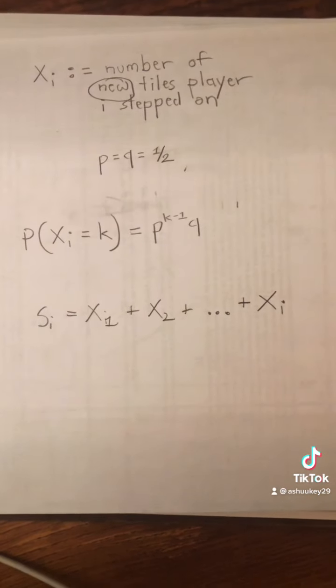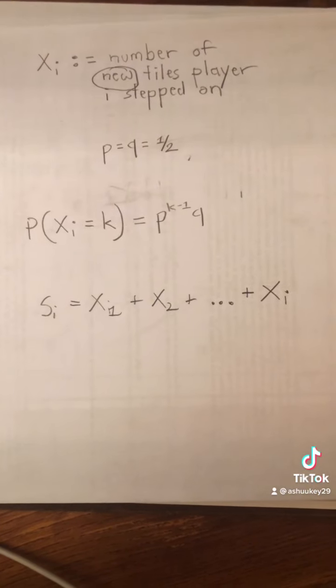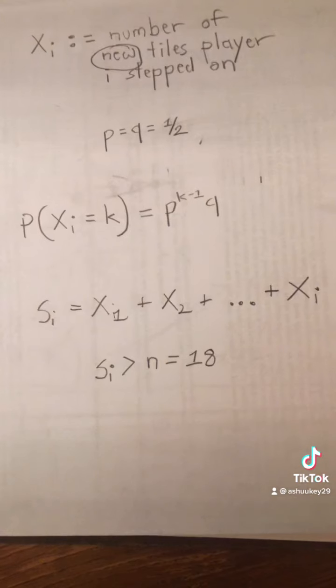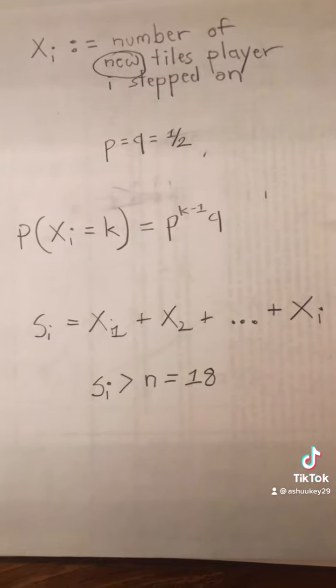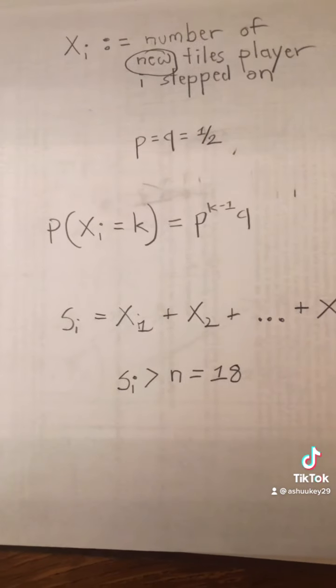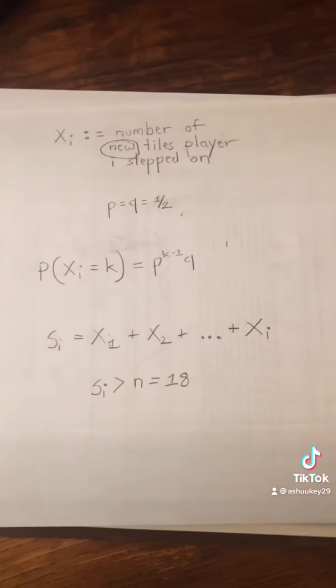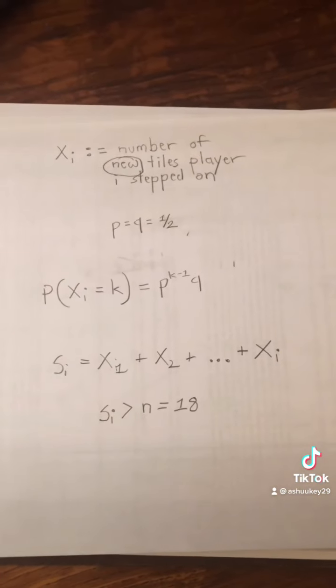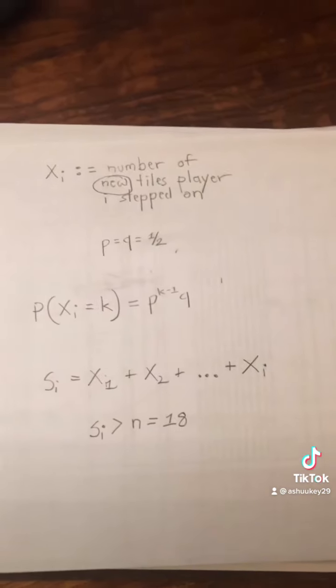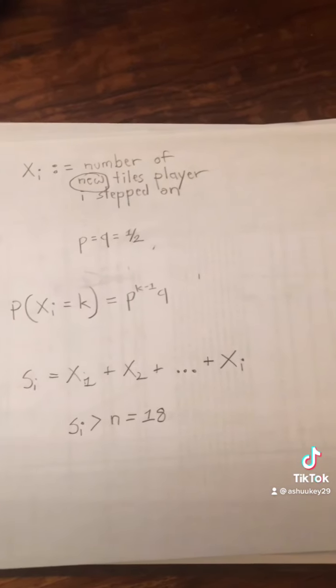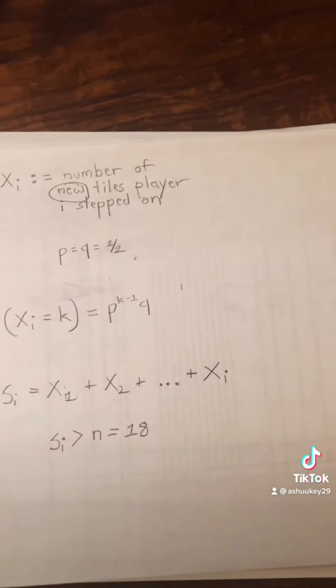Let S_i denote the total number of new tiles all players up until now, including player i, have stepped on. Now the elegance of this expression is that player i survives if and only if S_i is greater than the total sets of tiles, which in the show was 18. If you think about it, this intuition makes sense, but it's important to remember that this doesn't tell us anything about the players that went before. All it tells us is that player i survived.